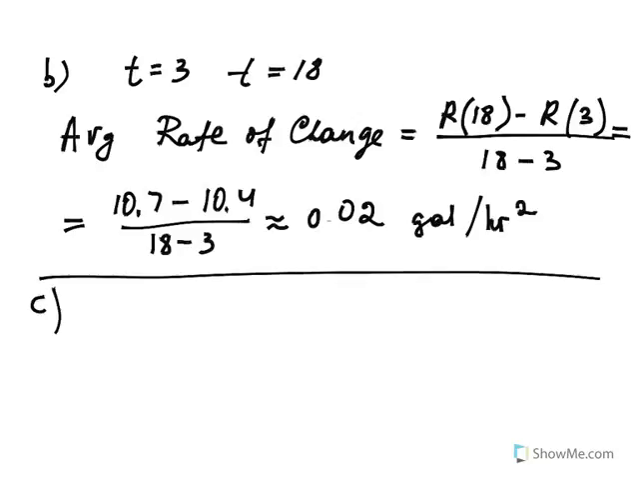Part C. It says, is there some time t between 0 and 24 hours where r of t equals 0? And justify your answer.